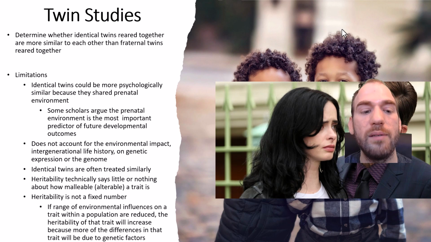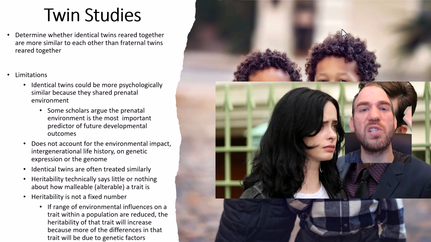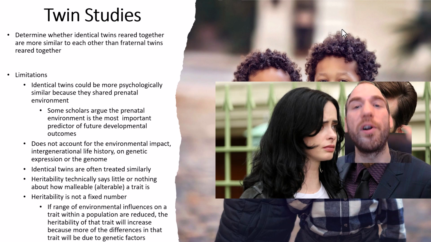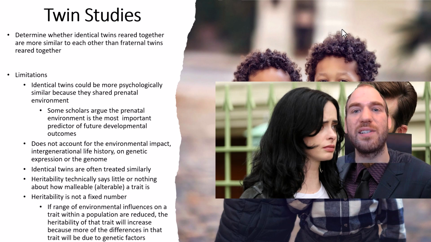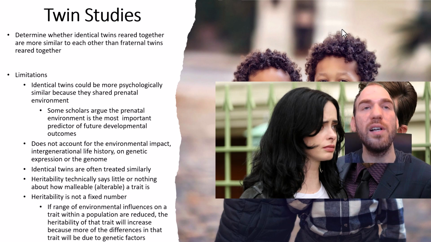Heritability technically says little or nothing about how malleable a trait is, and heritability is not a fixed number. If the range of environmental influences on a trait within a population is reduced, the heritability of that trait will increase because more of the differences in that trait will be due to genetic factors. So again, like the plant example I was talking about, this is really just a ratio of gene to environment. If you take away environmental impacts, like there's no environmental manipulation, that ratio is basically almost 100% genetically based. Broadly speaking, it's a very crude way of putting it.